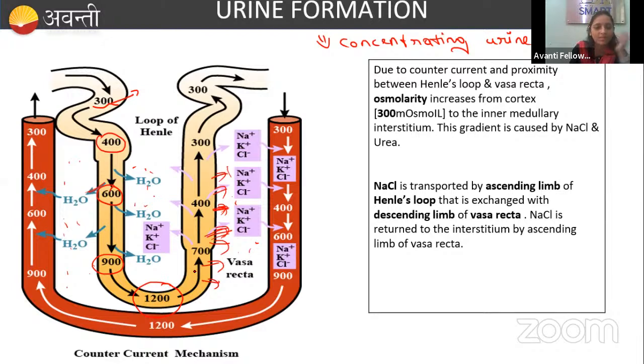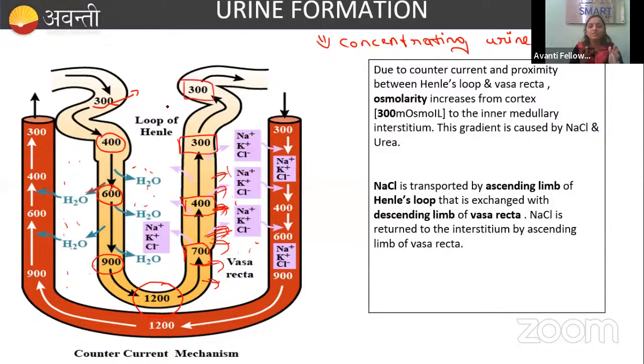So see here, from 1200 it reaches 700. And from 700, again the sodium chloride and the potassium are removed, right? Again the concentration decreased. When the salt is removed, obviously the concentration is going to decrease, right? Now it decreases to 400. Then again the salt is removed, and it reaches 300. And in the distal convoluted tubule, you can see, guys, it reaches 300 osmol.